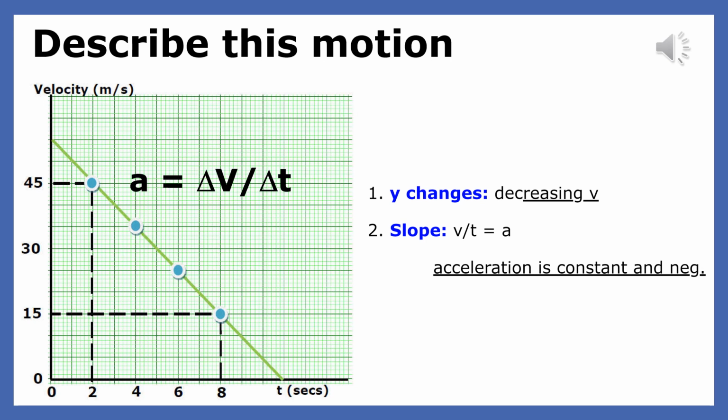The y-axis analysis tells us that the velocity starts at 55 meters per second and ends up at 0. Since the slope is the acceleration, we see the acceleration is constant and negative.